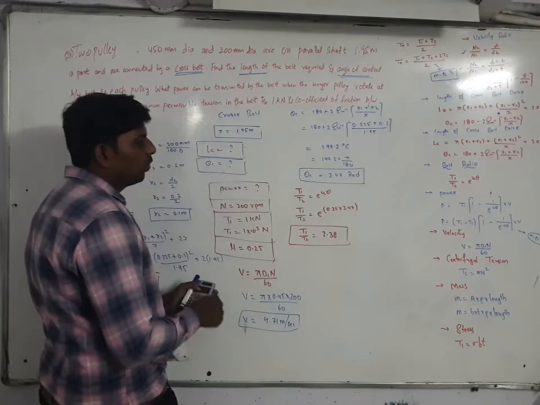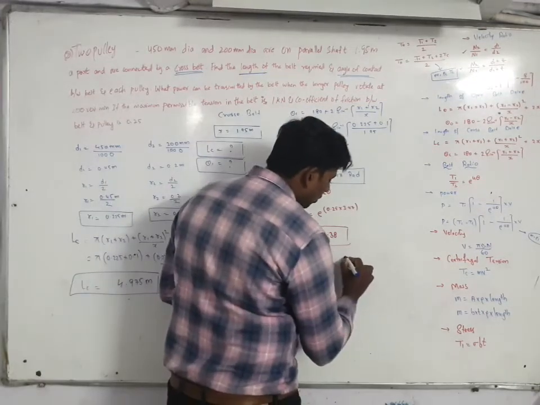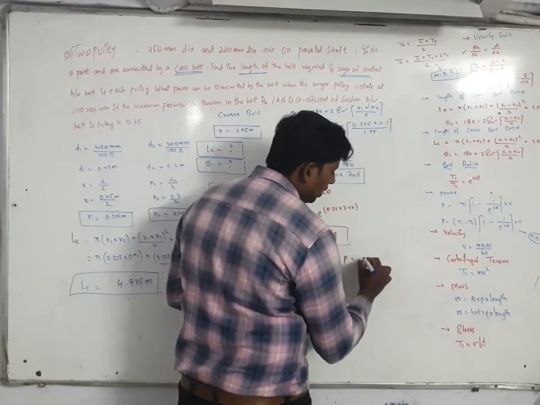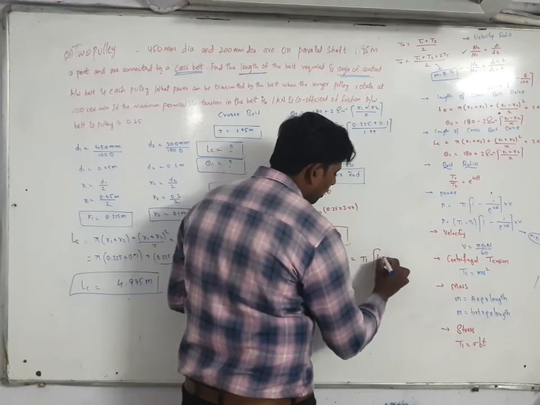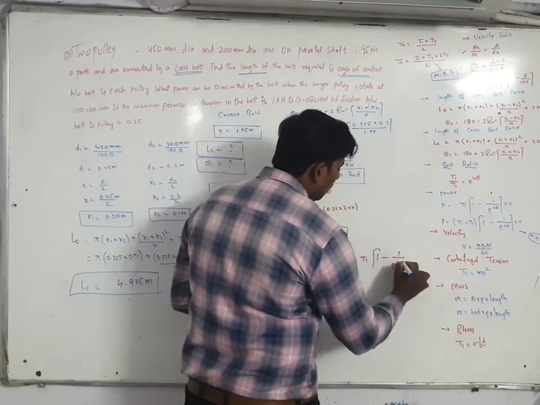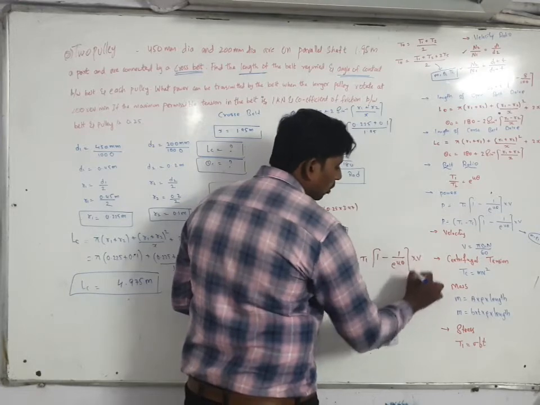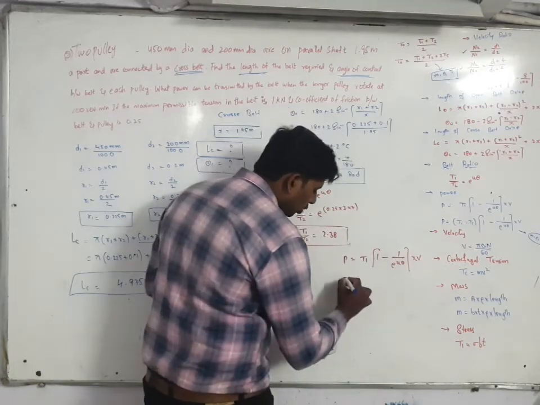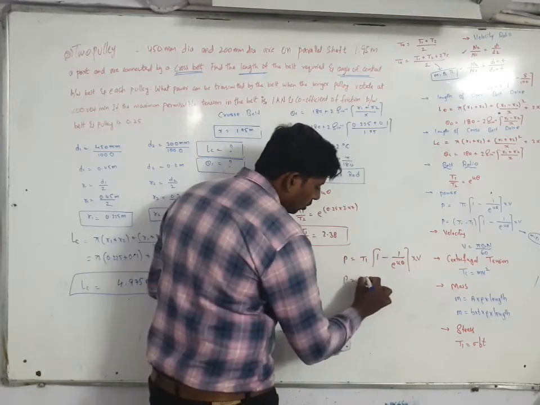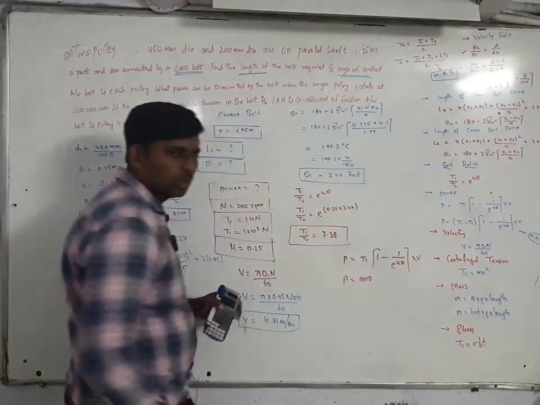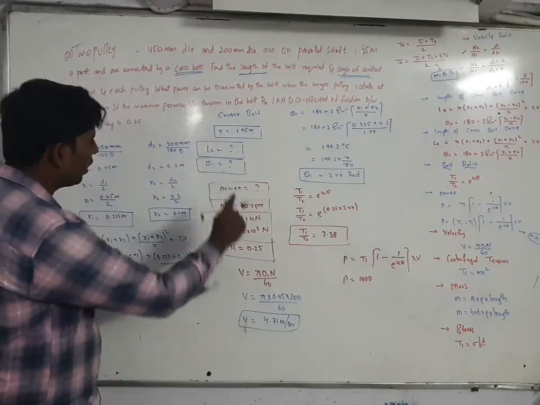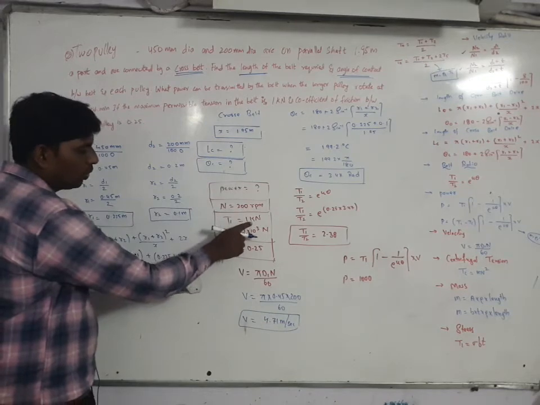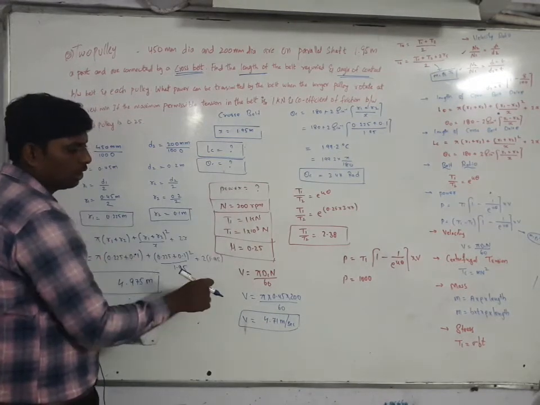Now write down the formula for power. What is the formula? Power is equal to T1 times (1 minus 1 by e to the power of mu theta) into V. This is the formula for power. So power is equal to T1, you know how much it is? 1000, 1 into 10 to the power of 3. As you can see here, T1 is equal to 1 kilonewton, 1 into 10 to the power of 3 Newton.